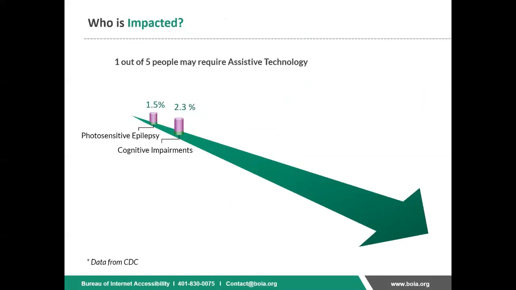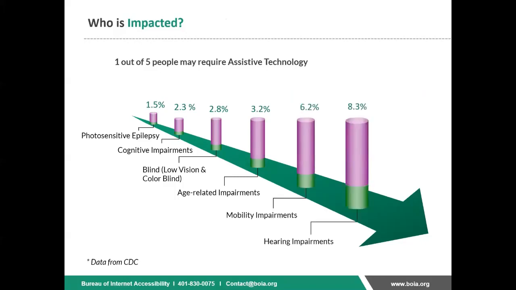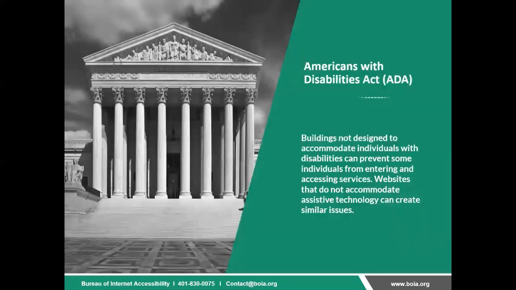The audience who may require assistive technology includes people with epilepsy, people with cognitive impairments, people with low vision, or people that are blind or even colorblind, people with age-related impairments, people with mobility issues, and people with hearing impairments.